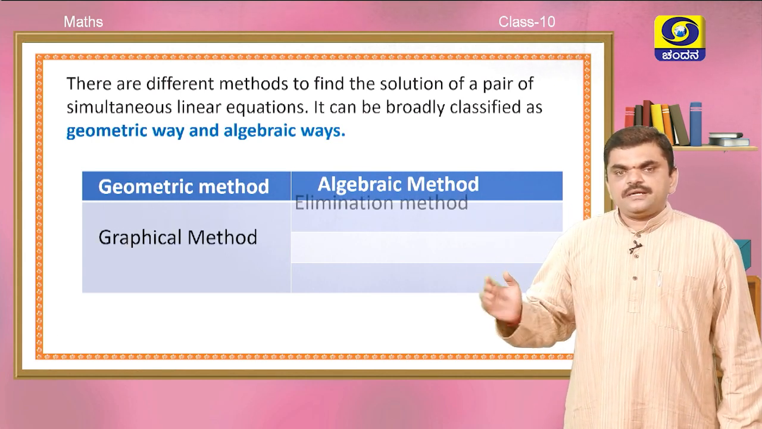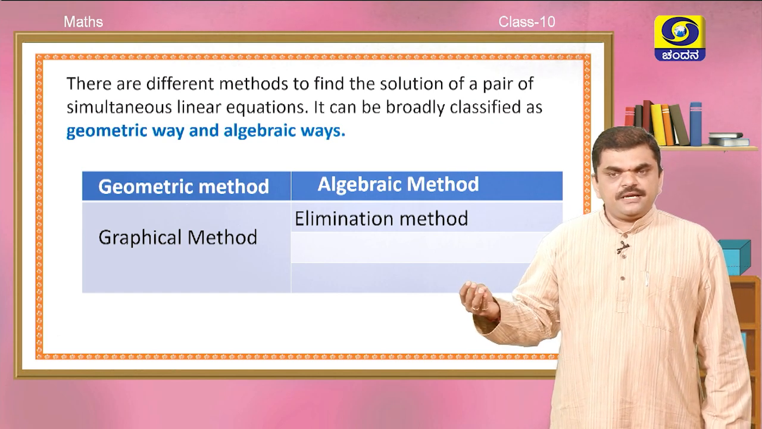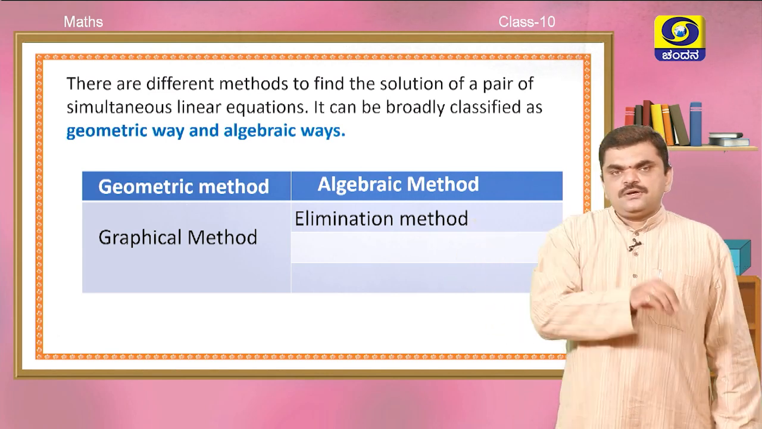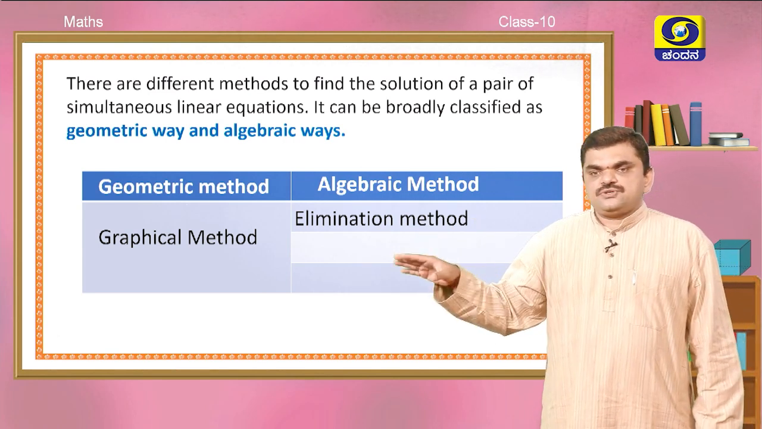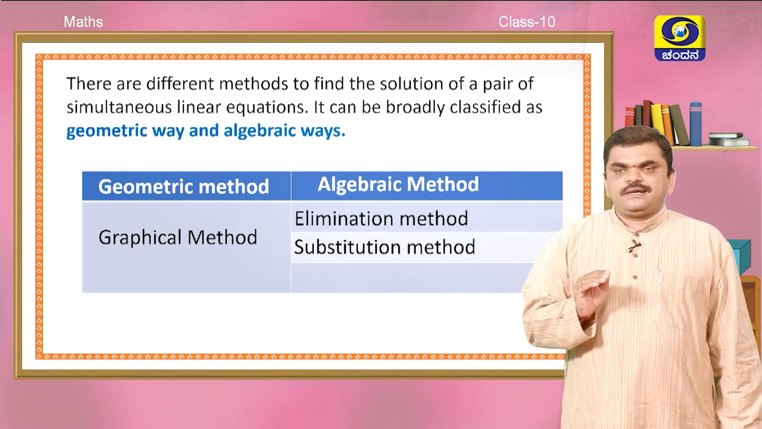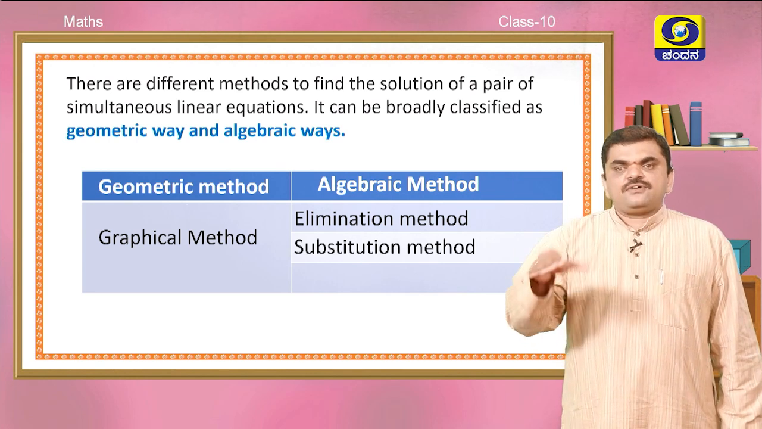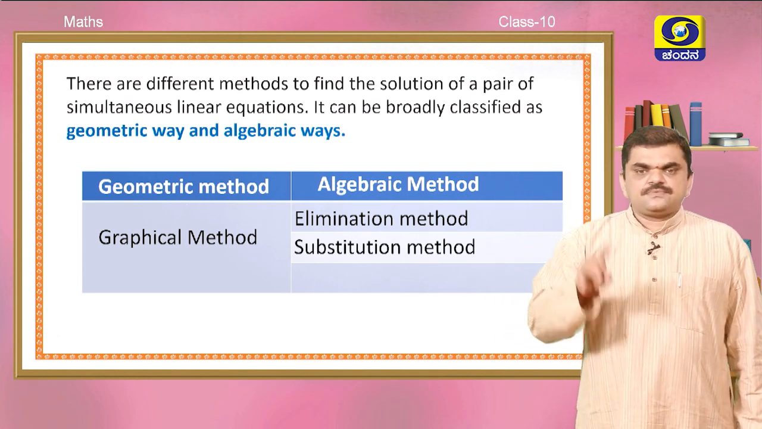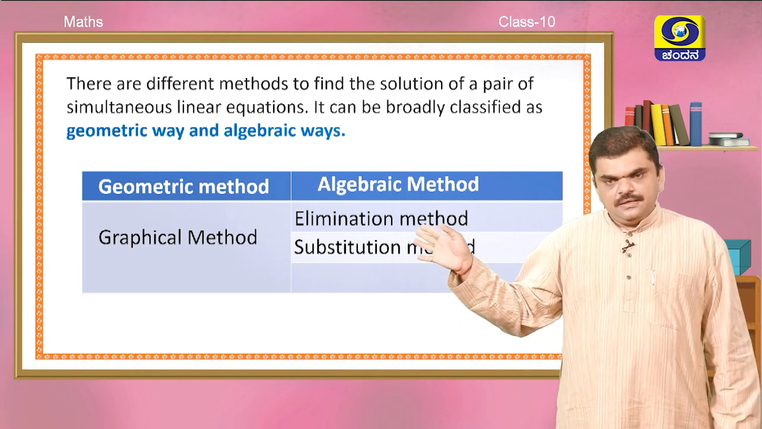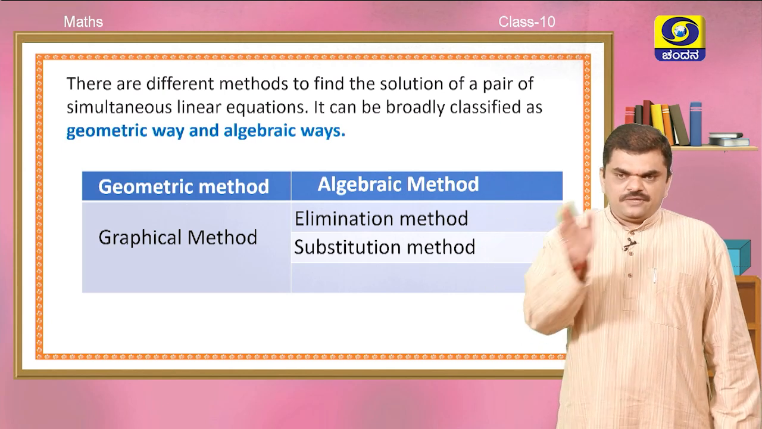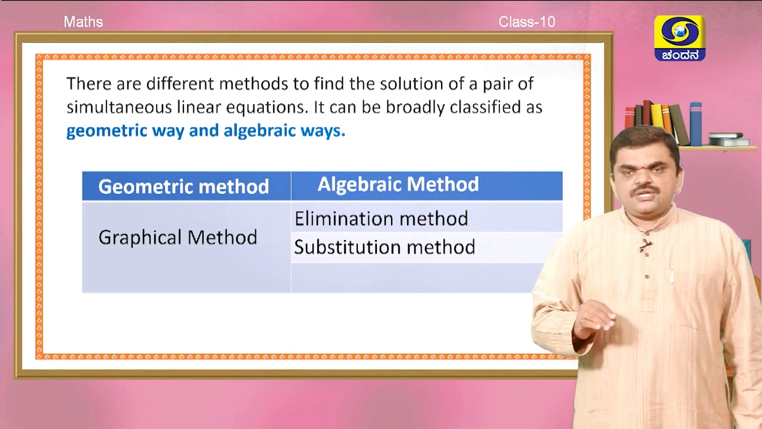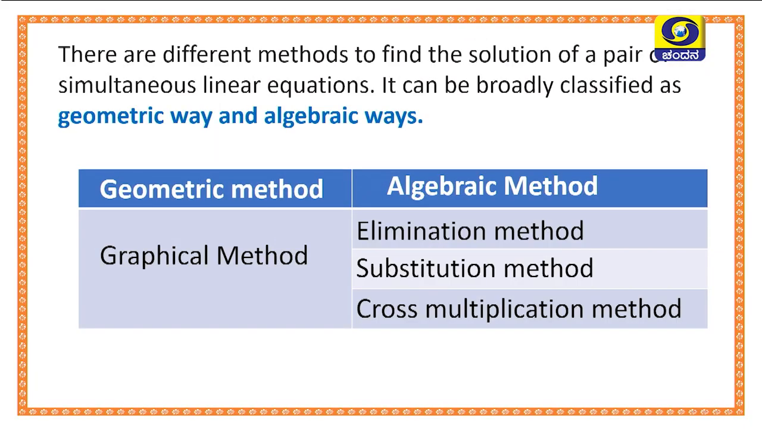For the algebraic method, we already discussed the elimination method, where we first eliminate any one of the variables, that is x or y, so that we substitute there and find out the solutions for those equations. Another one is the substitution method. We first write x in the form of y or y in the form of x and substitute it in any one of the equations, find out the value of x or y, then we move on to find out the value of the other unknown, that is x or y. Children, another method is the cross multiplication method.